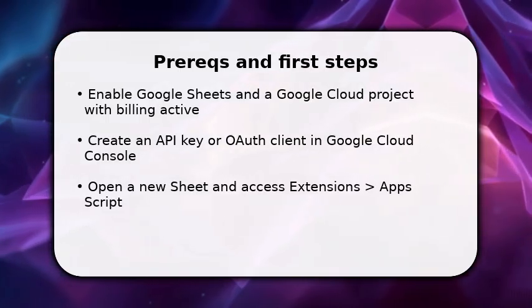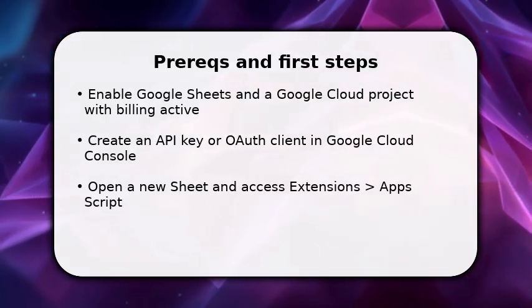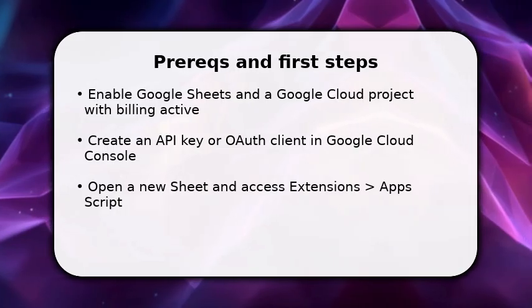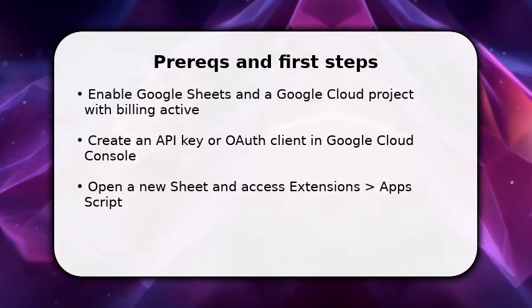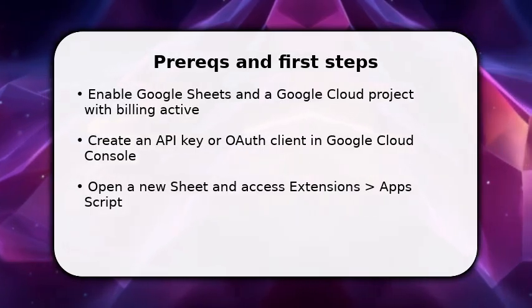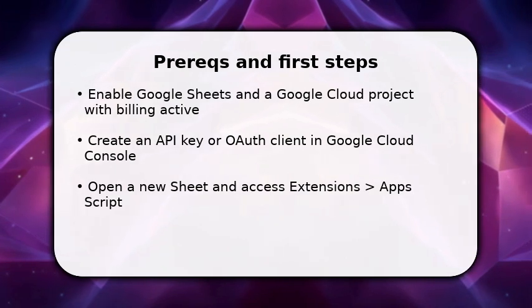Once done, open your target Google Sheet and choose Extensions, Apps Script to begin coding. Make sure to use a dedicated script file and name it clearly. This gets you out of setup and into writing the first small function to call an AI endpoint.